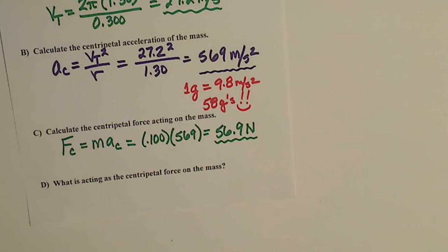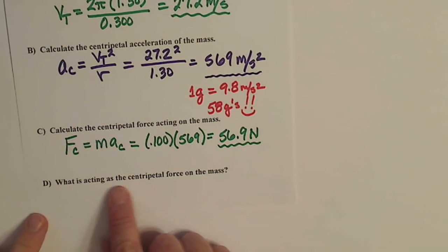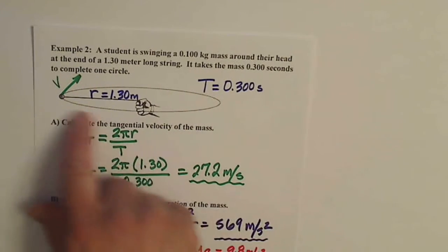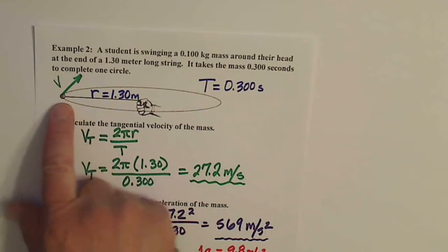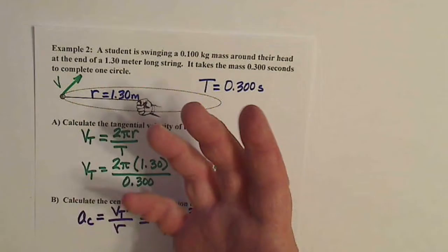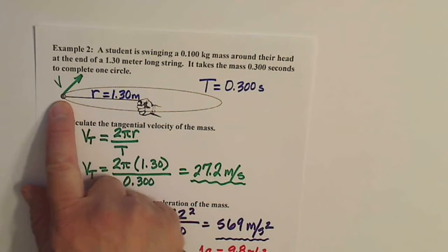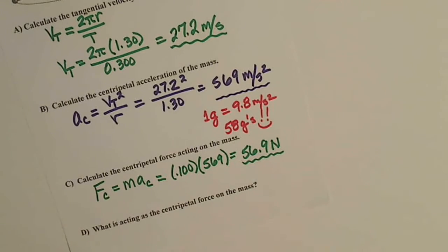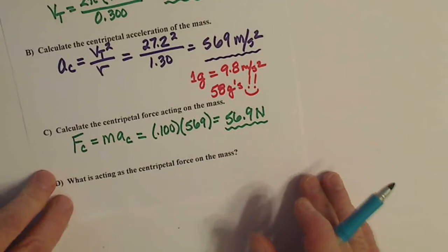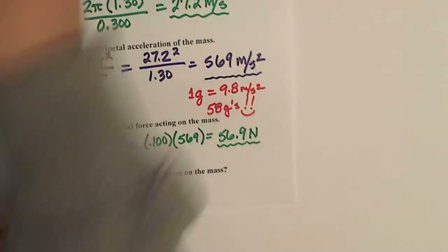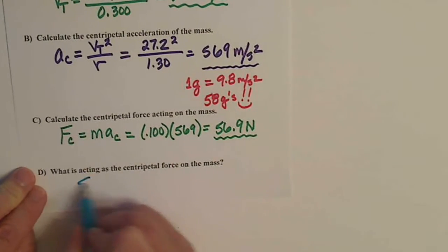Now, the last little question here is just to make sure you understand. They're asking, what is acting as the centripetal force on the mass? In other words, this mass keeps on going around in circles because there's a centripetal force pulling on it. Well, what's doing the pulling? What's pulling on the object? If you look at the picture, of course, it's got to be that string right there. So the answer to that question, what is acting as a centripetal force on the mass, is the string.